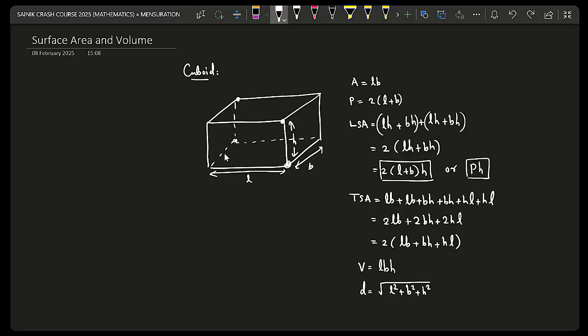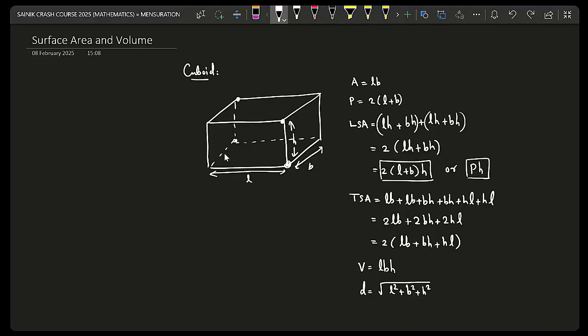Whenever total surface area is asked, the base and top are added, so we get 2 times LB plus BH plus HL. Sir, then the formula for lateral surface area will be 2 into L plus B into H. Yes, 2 into L plus B into H. But 2 into L plus B is nothing but the perimeter of the base, so we can also say perimeter of the base into H.